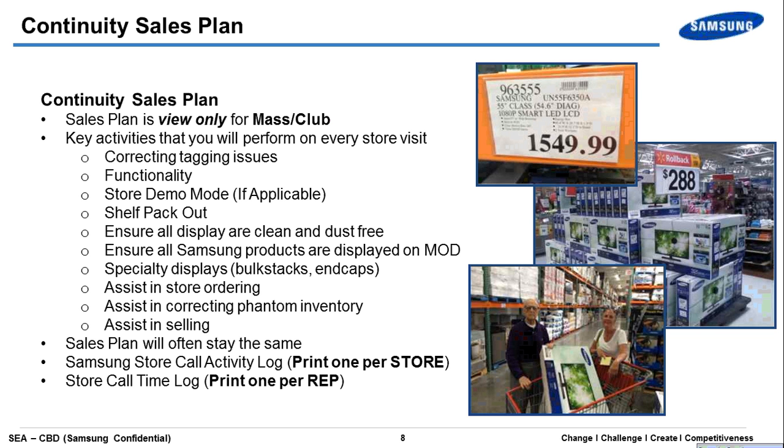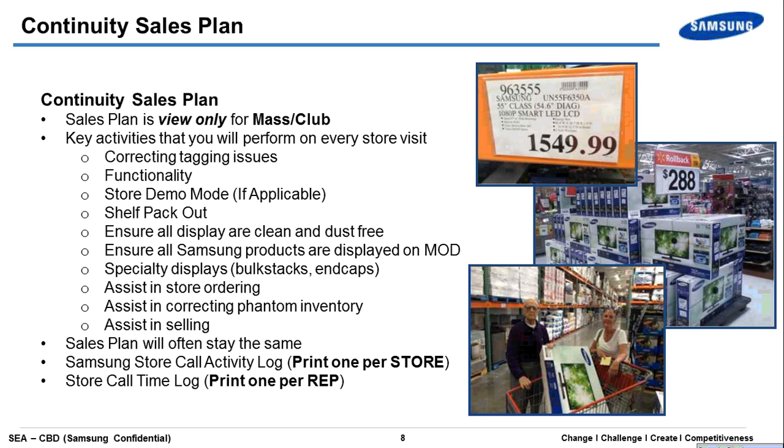The continuity sales plan is for Mass and Club, which Mass and Club is Walmart, Target, Sam's, BJ's, and Costco. It's a view only, meaning you'll need to print off the 2 attachments, and those are the store call activity log and the store call time log. And those I'm going to go over in just a moment. The activities involved in the continuity sales plan are your general shelf maintenance that I went over a little earlier on the overview slide.